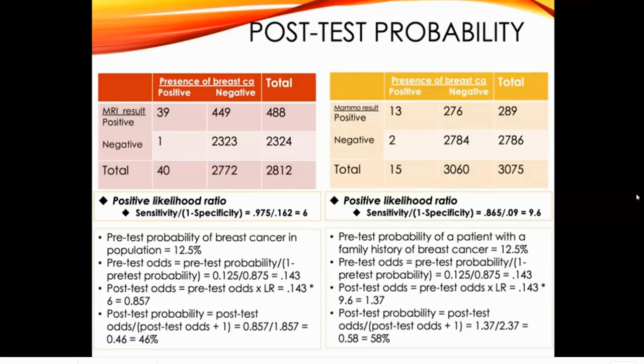So here you have the same patient. She had a pretest probability of 12.5%. She has a positive mammogram, and now her risk is 58%. It's higher than it would have been with just a positive MRI because the mammogram is more specific. So here's this cool concept in action.